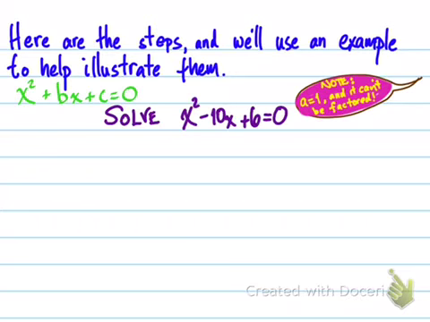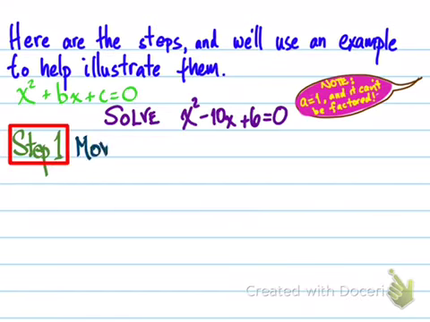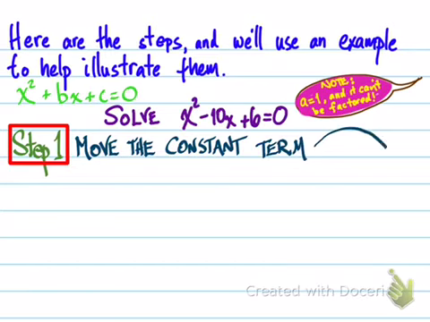Okay, so step 1. What we're going to do for step 1 is move the constant term to the other side of the equal sign. Now the constant is the c term. I think it's just a coincidence that constant starts with c, but what the heck, we'll take it. It's the constant because it doesn't have an x value on it. It's just a number. It's a constant number, and we're going to move that to the other side of the equal sign. So it looks like this then: x squared minus 10x equals negative 6.